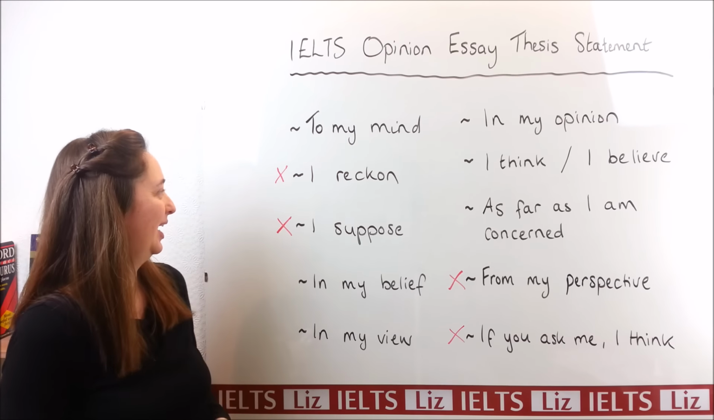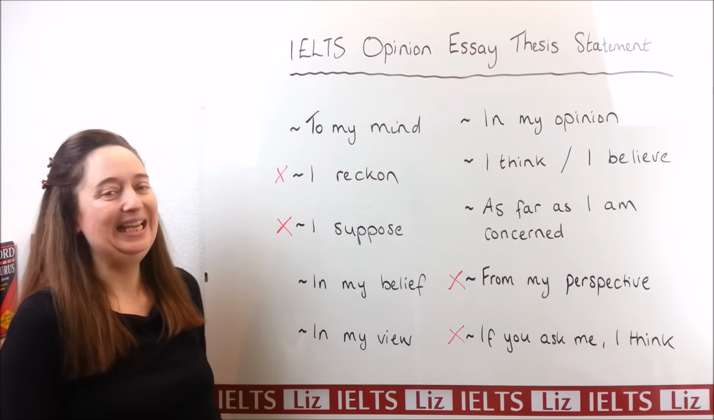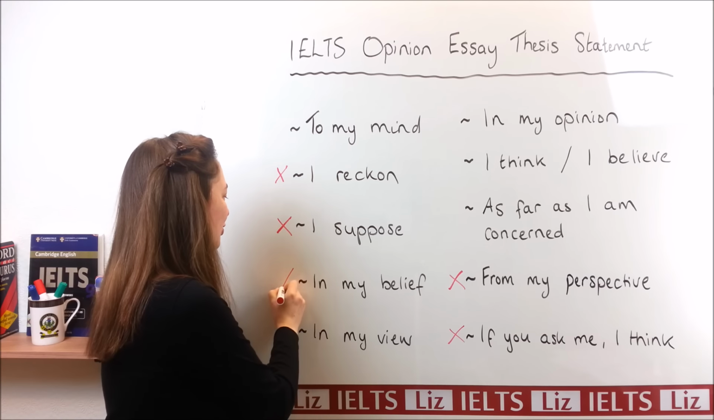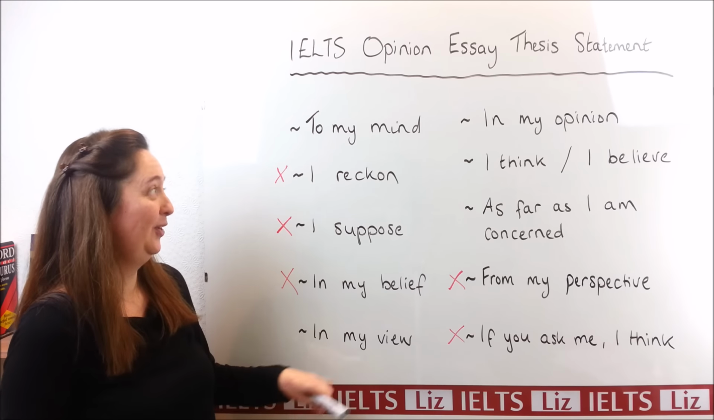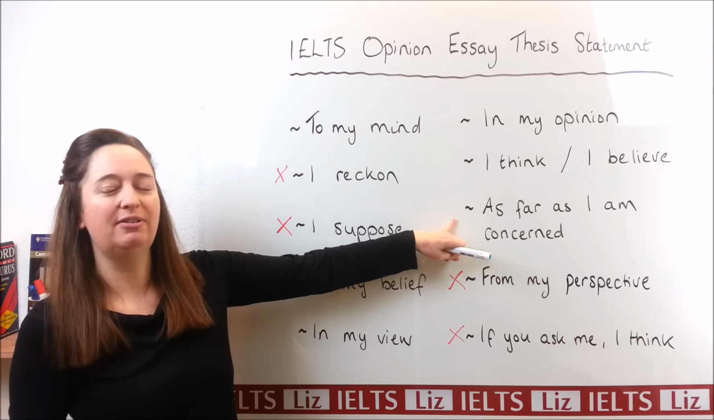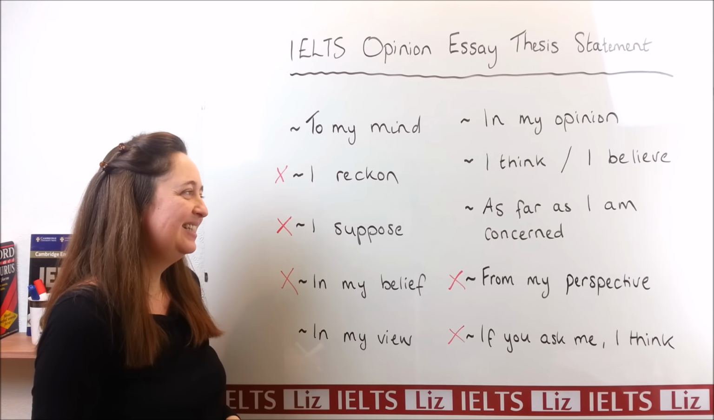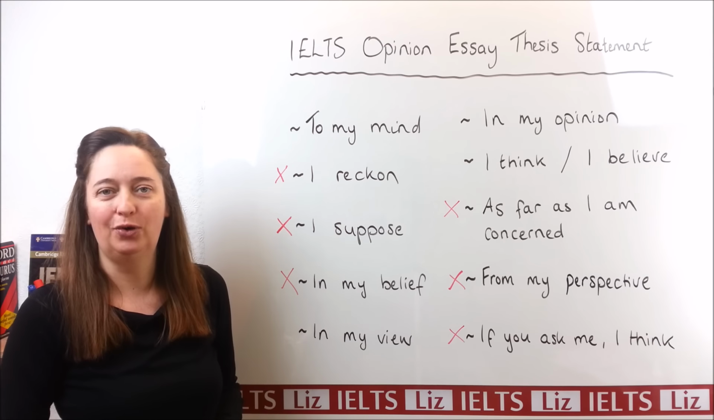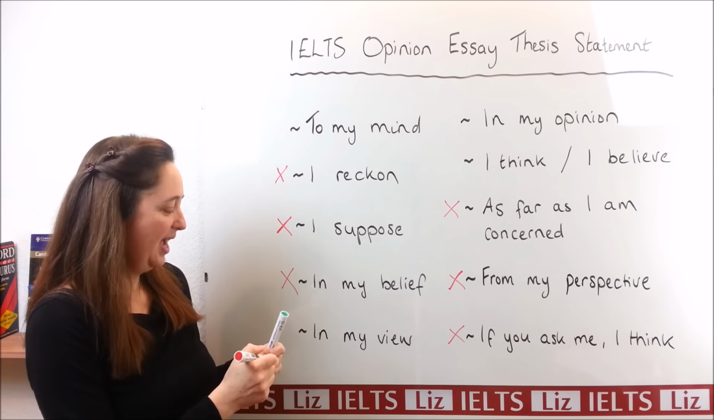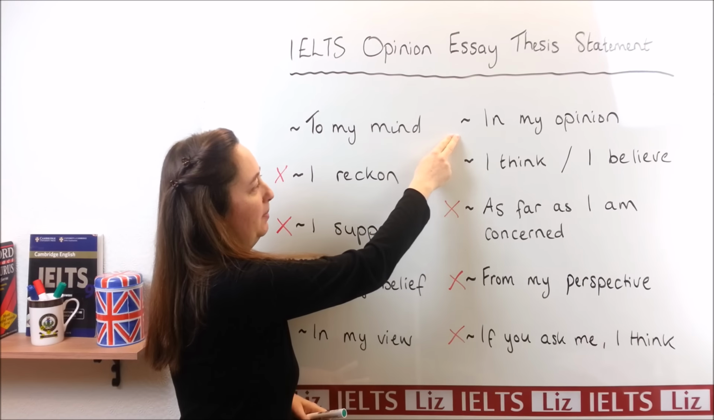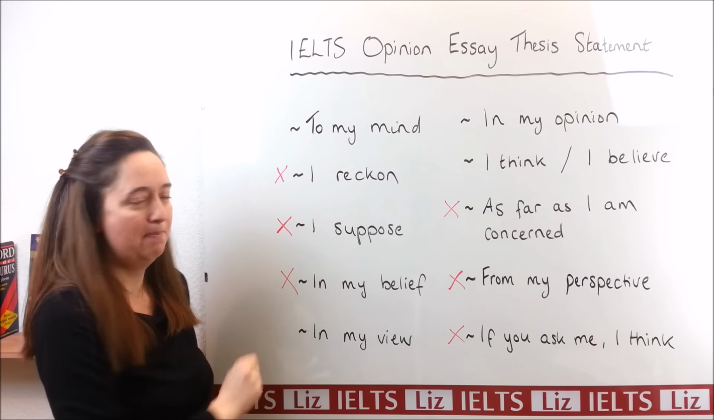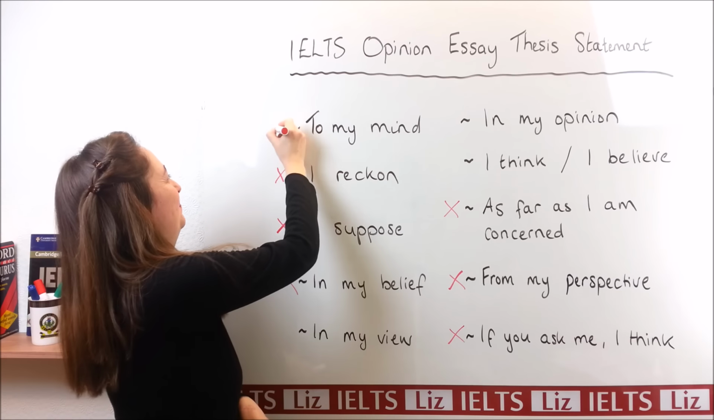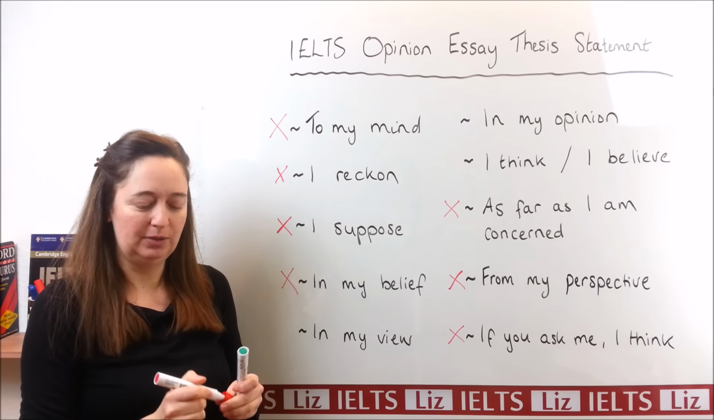So now let's have a look at the others. We've got in my belief. This is actually wrong and we shouldn't use it at all. Usually we say, in my view. The next one, as far as I'm concerned. Again, not really appropriate. It's the wrong style of writing for a serious essay. So that leaves, to my mind, in my opinion, I think or I believe, and in my view. There is still one wrong. Can you spot it? This one. To my mind, again, shouldn't be used.